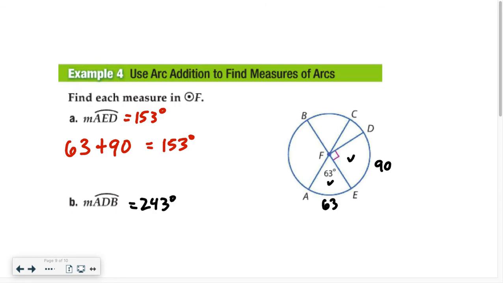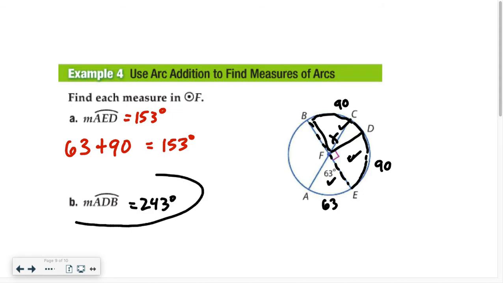Okay, this piece here is a semicircle, meaning it's 180. The leftover part here, that's going to be 90 as well. So we got a 90, check, we got a 90, check, and we got a 63. 90 and 90 is 180. 180 plus 63, that's our 243.